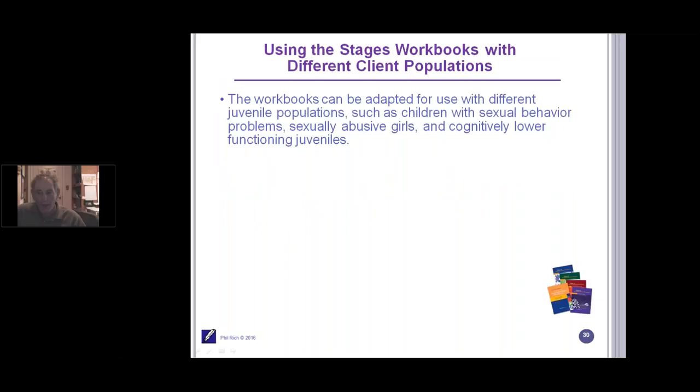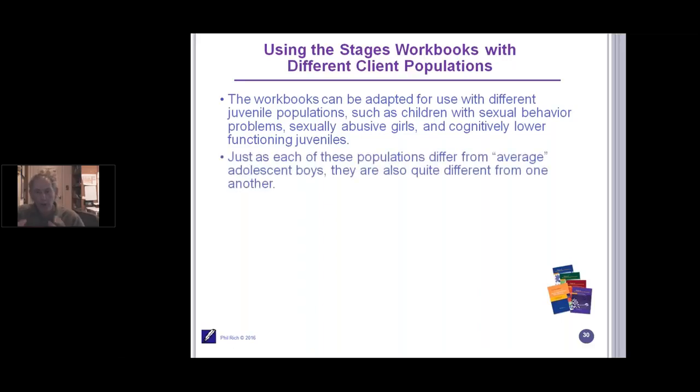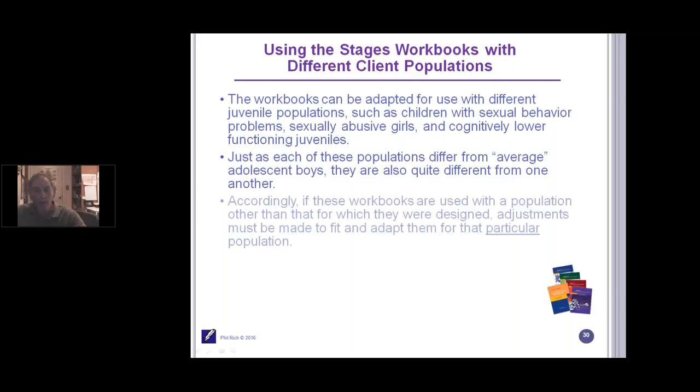Different populations. Now, I said these were really designed for adolescent males, average IQ, primary language English. The problem with that is, of course, we've got sexually abusive females, young women, girls. We've got pre-adolescent kids. We've got kids who are cognitively lower functioning or intellectually disabled. The workbooks really were not designed for that population because each of those populations differs from that average adolescent boy that I described. And each of those populations differ from one another.